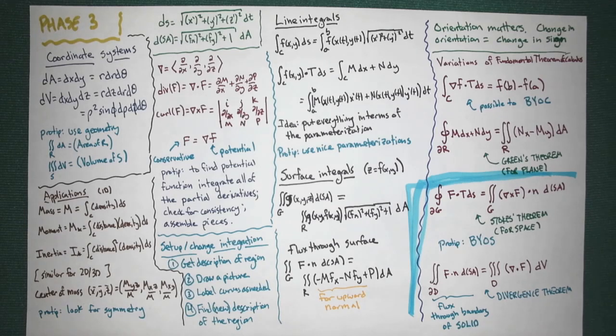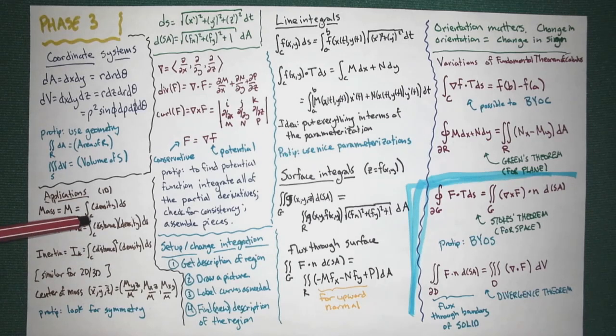Know your applications. Most of them tend to be very physics-y at this point. So mass: integrate density. Moment: integrate distance and density. So distance has to be distance to something. So think about distance to what? Inertia: distance squared density. Again, distance to something. It'll specify. Your center of mass, you take your moments, divide by your mass, and look for symmetry.